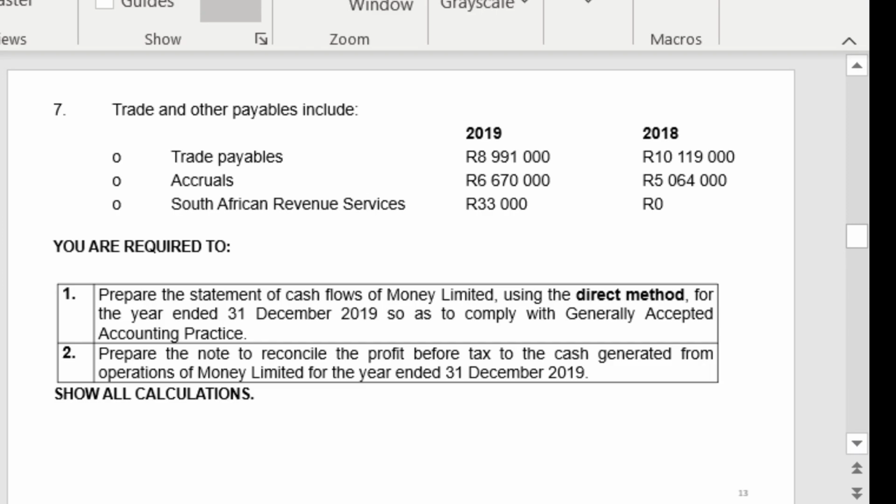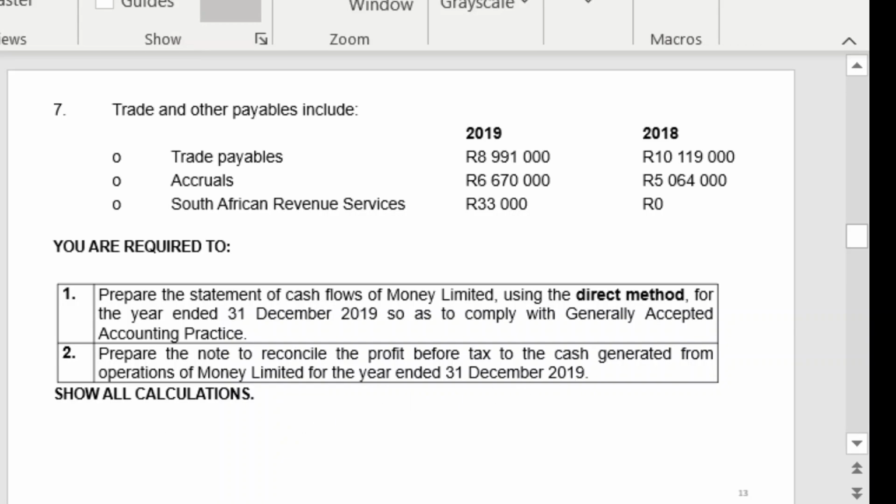Then additional information number 7, trade and other payables include the trade payables itself, which is the gross amount, accruals, as well as the South African Revenue Services. And once again, we are back at the required. So what is required? Now we know what is required. We are required to prepare the cash flow statement using the direct method for the year ended 31st December 2019. And required number 2, they want us to prepare the note to reconcile the profit before tax to the cash generated from operations.